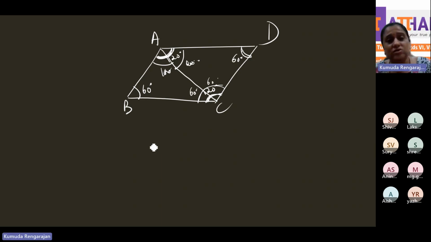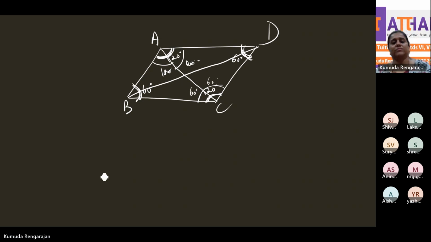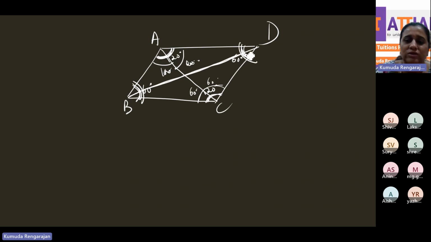So the diagonal does not bisect the interior angles. Similarly, this diagonal BD does not bisect angle B and angle D. See, bisecting a side is different from bisecting an angle. This is an angle. This is an angle. This is another angle. Now, this diagonal BD, it runs through the angles, right?